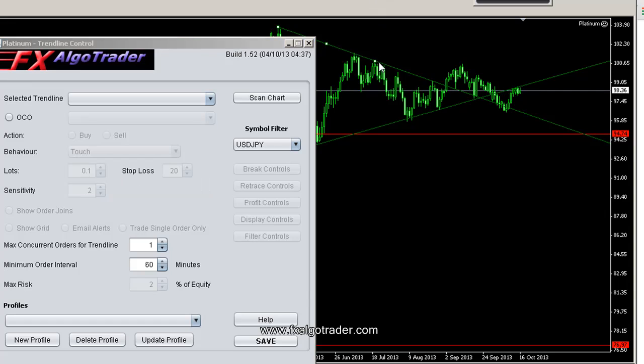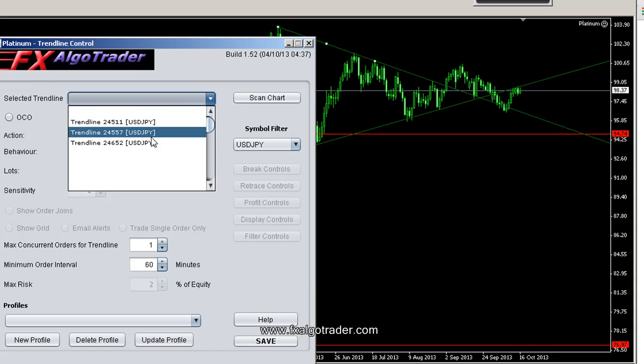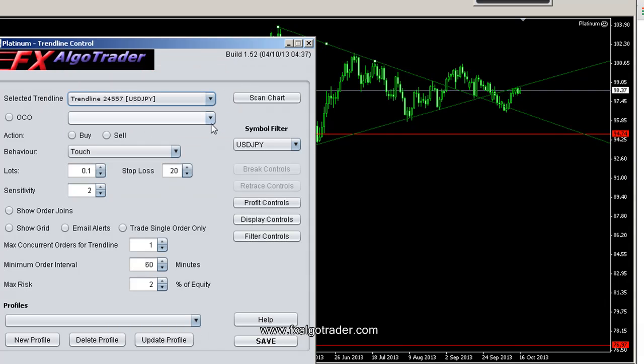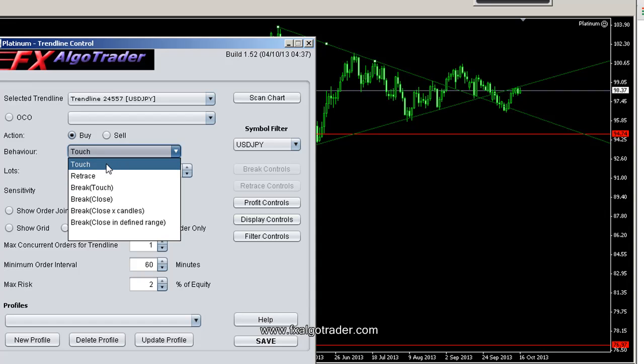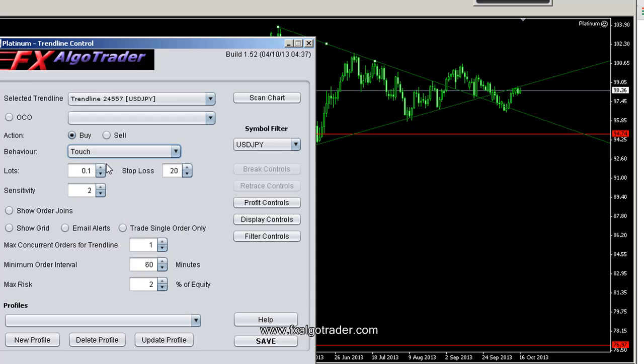So I can look at this trend line here, which is 24557, select it using the interface, and what I might want to do here is configure this to go long. So if price action comes back down and retests this trend line, I want to go long. So I just click buy, and if I want the trade behavior to be a touch-based trade where price action comes down and just literally touches the trend line within a sensitivity barrier, which we can define here of X pips, say 5 pips away, I can then execute that trade.